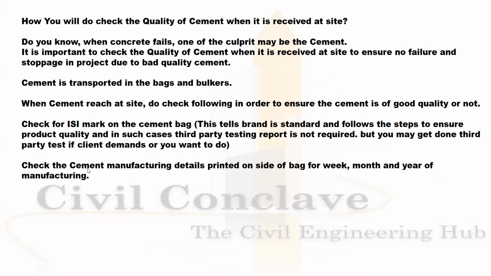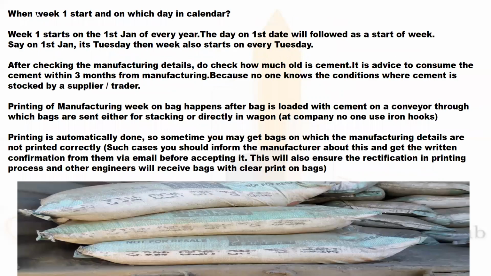Check the cement manufacturing details printed on the bag, which include the week, month, and year of manufacturing. Let us say, when does week 1 start on the calendar? Week 1 starts on the 1st of January of the year. The first date is followed as the start of the week. Say 1st January is Tuesday, then the week also starts on every Tuesday.